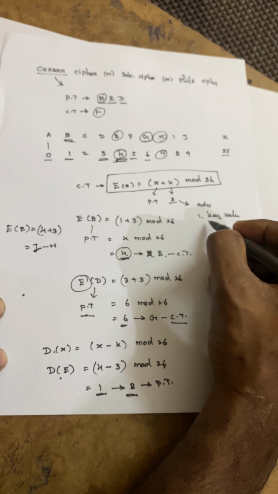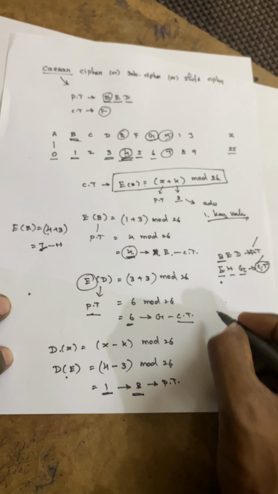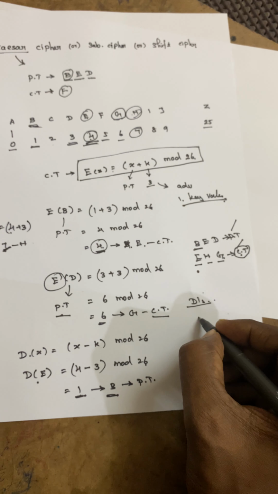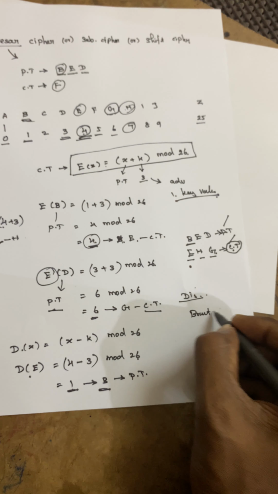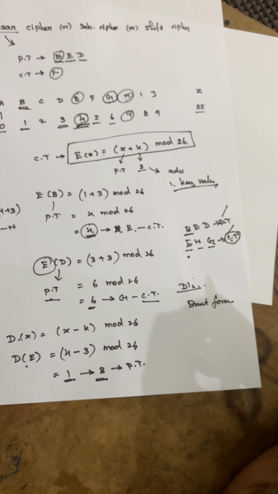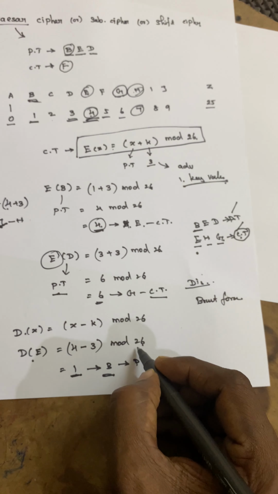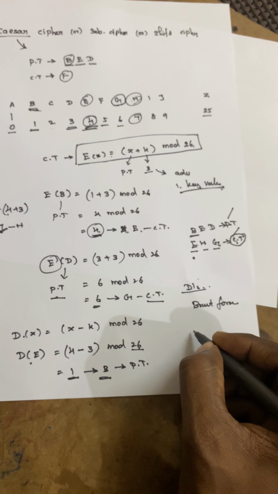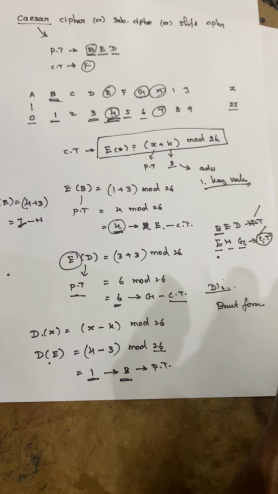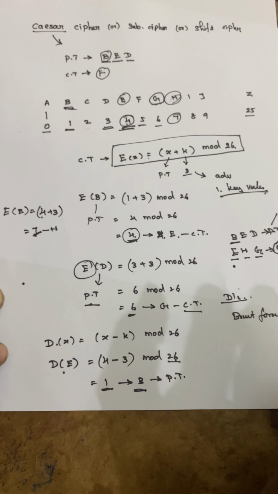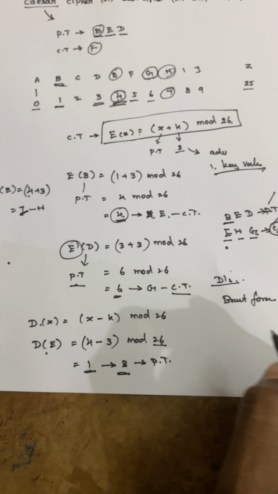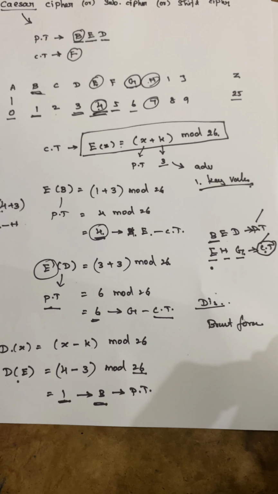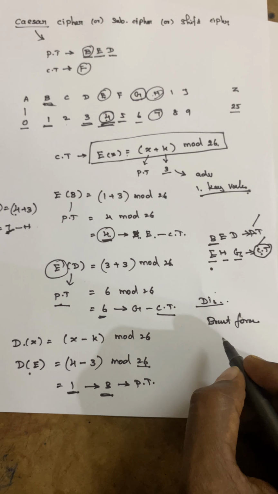The advantage is that we can change the key value. The disadvantage we have is the brute force attack. Brute force attack is nothing but, since we have only 26 letters from A to Z, you try every possible combination, that is called a brute force attack. In this method we can easily recover our plain text from the ciphertext.